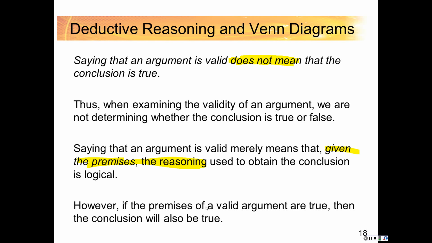However, if the premises of a valid argument are true, then the conclusion will also be true. So that's important. If you know the premises are true, then the conclusion being valid has to also be true. But if the premise is false, then the conclusion can still be valid but not true. So that's something to think about. And it doesn't really come up much in our homework, but in logic it comes up quite a bit.